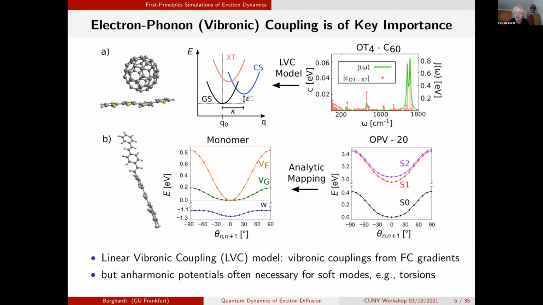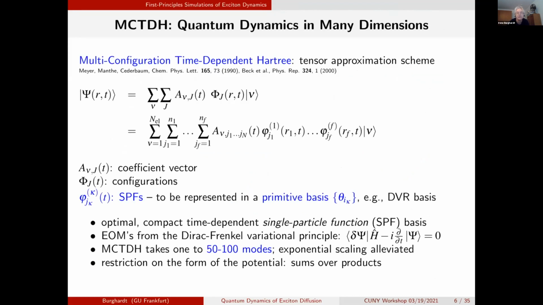Now, this harmonic model works in many cases, especially if we have more or less rigid geometries. On the other hand, if we have soft modes and very flexible modes like torsions, it is important to include anharmonicities. For that purpose, we're using a different procedure. In this case, it's a mapping procedure from oligomer potential energy surfaces to this lattice Hamiltonian in a monomer basis. This is what I'm going to explain in more detail later on.